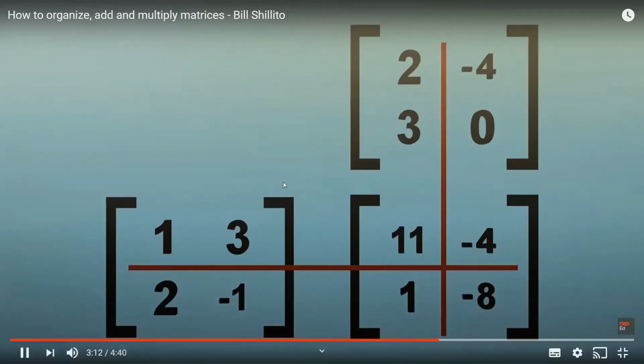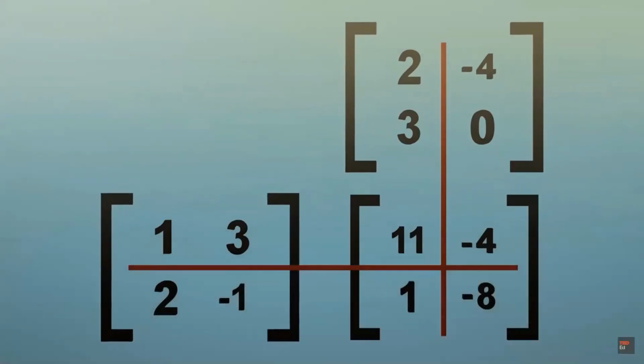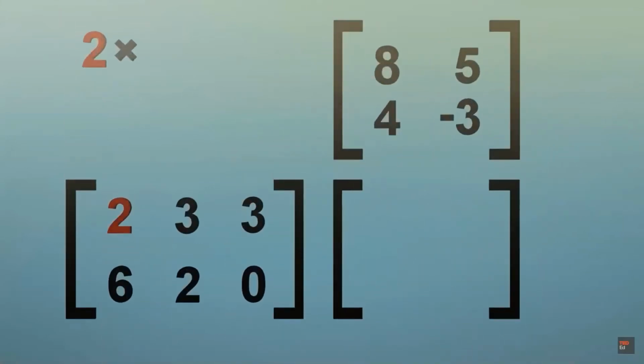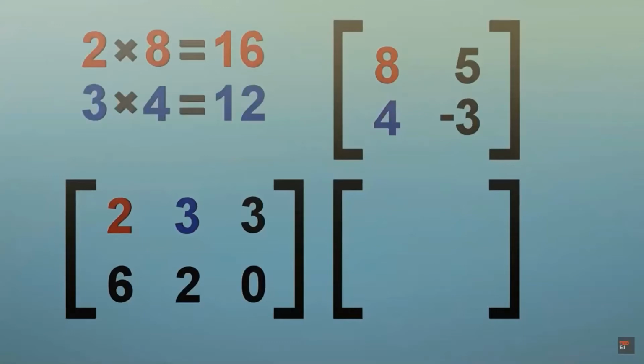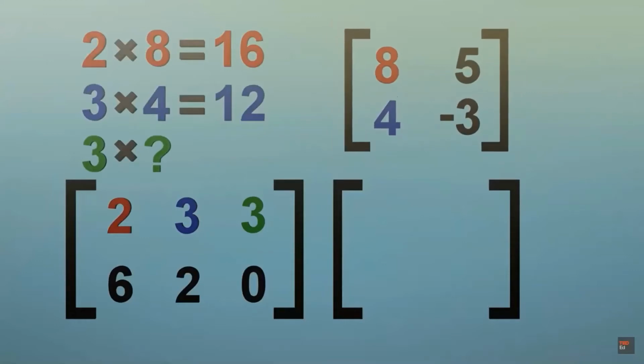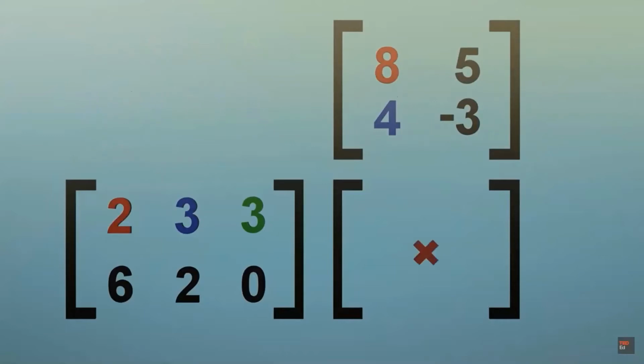Just like with addition, your matrices have to be the right size. Look at these two matrices. 2 times 8 is 16. 3 times 4 is 12. 3 times... Wait a minute. There are no more rows in the second matrix. We ran out of room. So these matrices can't be multiplied. The number of columns in the first matrix has to be the same as the number of rows in the second matrix. As long as you're careful to match up your dimensions right, though, it's pretty easy.